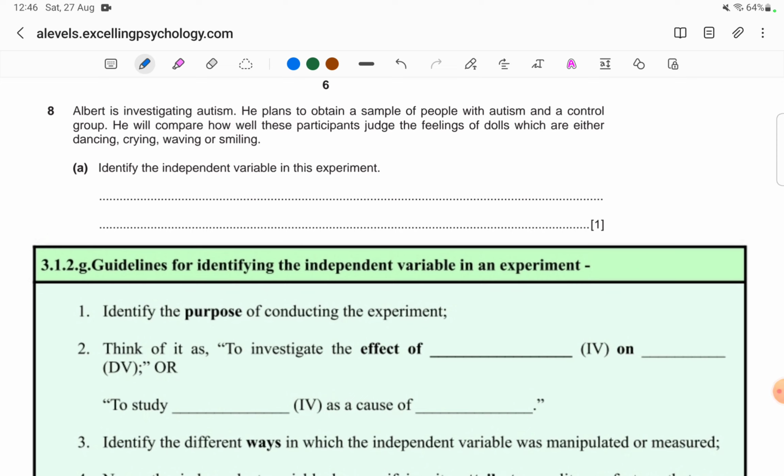This is part 2 of the lesson in which we are going to be practicing identifying independent variables for paper 2 questions. That is for unseen research stimuli.